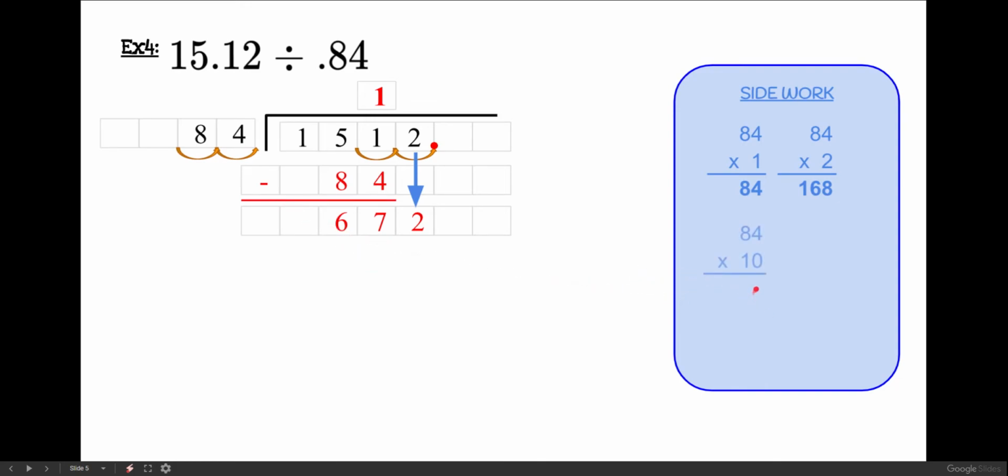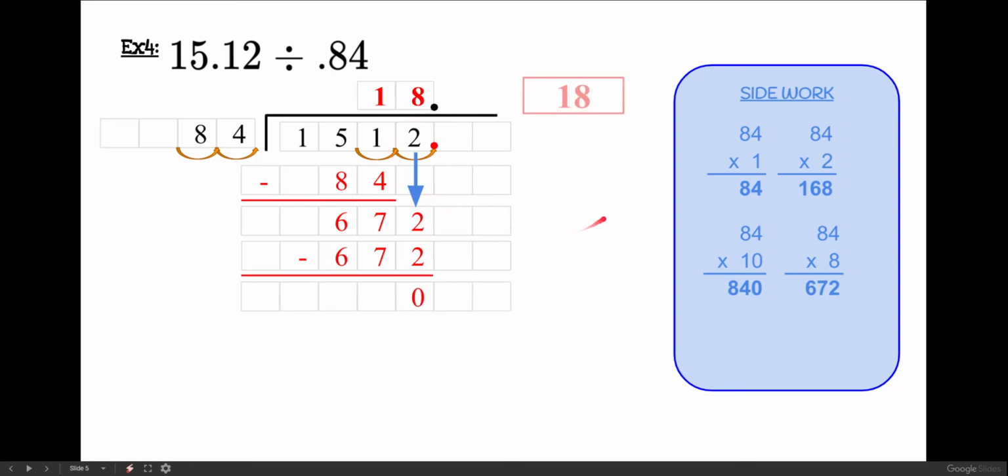Let's kind of estimate. I'm going to try 84 times 10, because 10 is kind of an easy number. 84 times 10 is just 84 with an extra 0 at the end. So 840. That's too big, by kind of a lot. So let's try 84 times 8. So 8 times 4 is 32, and then 8 times 8 is 64. When you put that all together, you get 672, which is perfect. Look at that. So 84 times 8 is 672. We're going to subtract that. That equals 0. And we bring the decimal up right there. That's just the number 18.